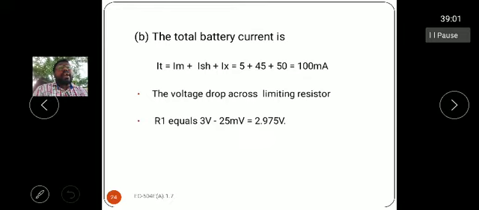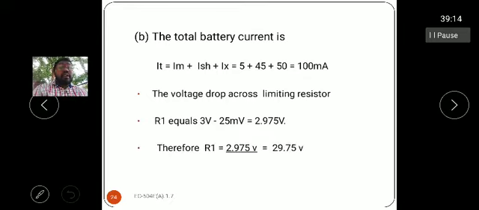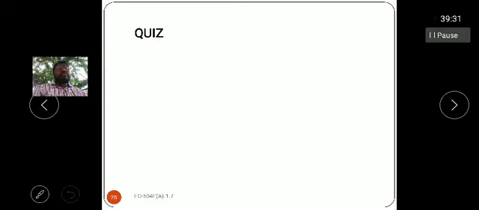The voltage drop across the limiting resistor R1 is equal to 3 volts minus 25 millivolts. Finally, we are getting 2.975 volts. Therefore, R1 is equal to 2.975 volts divided by 100 milliamps. The resistance of R1 is equal to 29.75 ohms.